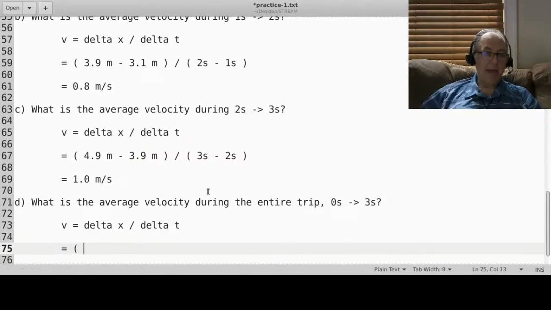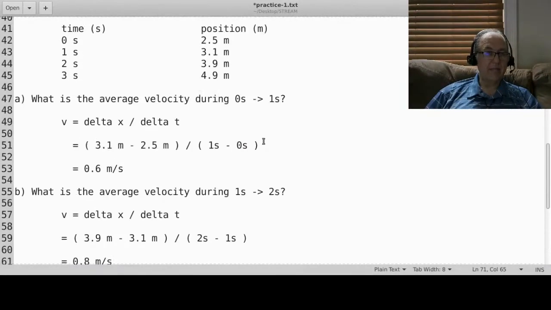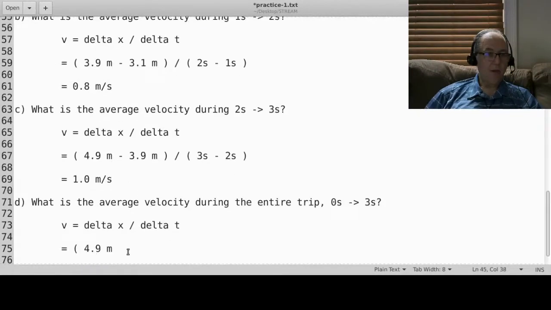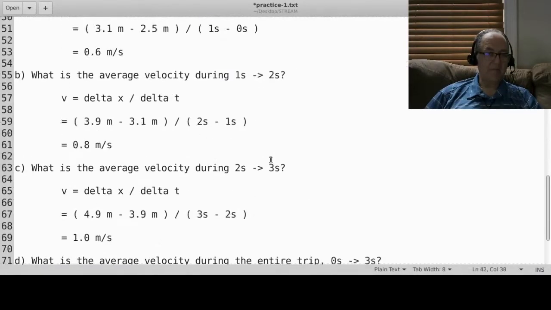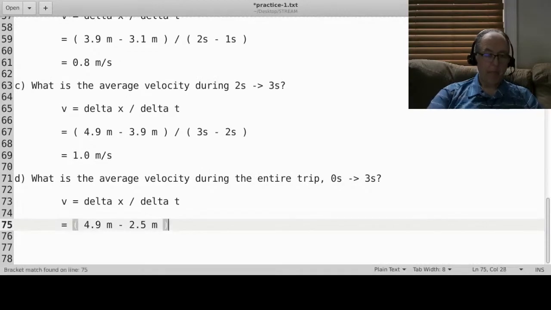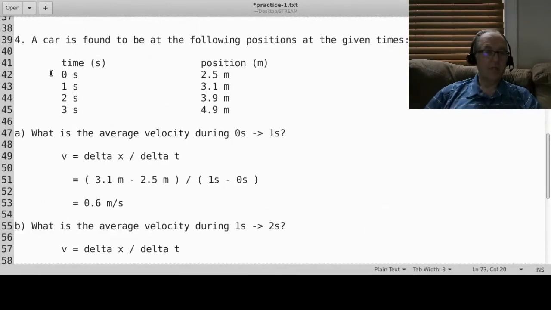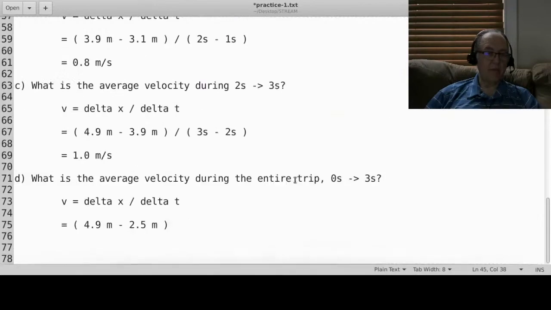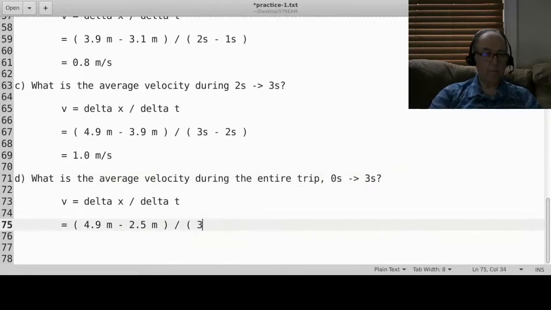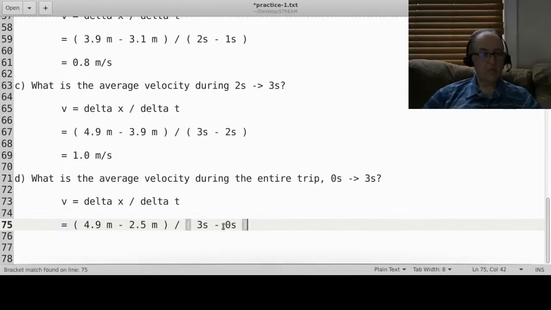Exactly the same as above, but now the final time is 3 seconds. That's 4.9 minus the initial position at t equals 0 seconds, and that's 2.5, like that. And there's your delta x. It's literally the delta x over the entire trip. So it's the whole distance traveled from that 2.5 meters to the 4.9 meters. And then divided by the time interval. Now the time interval isn't just 1 second. You end up at 3 seconds. You started at 0 seconds. So the entire time interval is 3 seconds long.